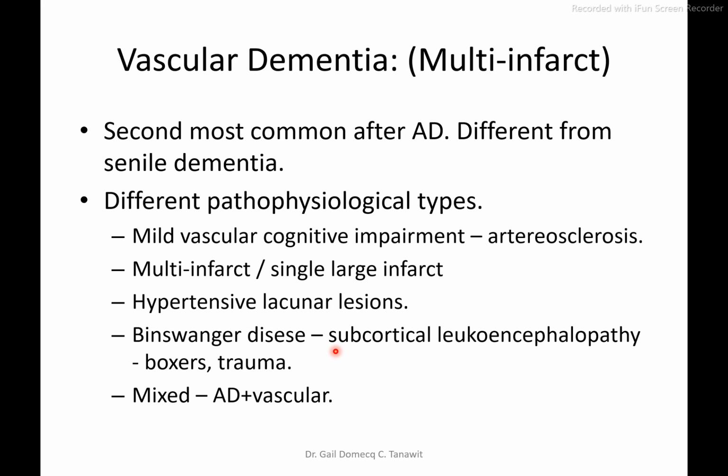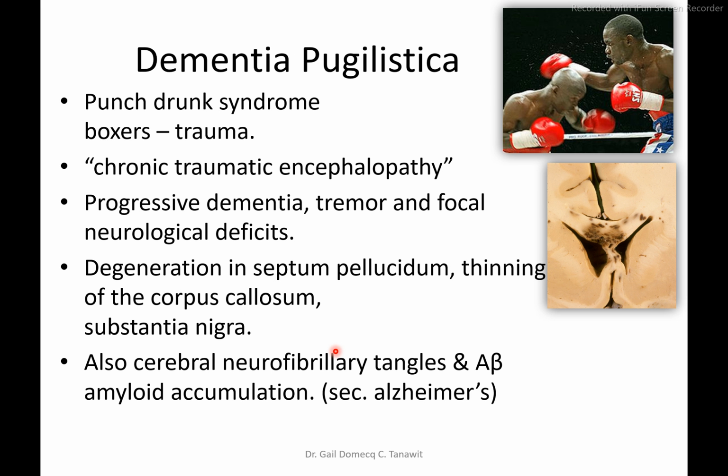So we have this dementia pugilistica, which is the punch-drunk syndrome, common among boxers, a traumatic event. Chronic traumatic encephalopathy is a progressive dementia presenting with tremors and focal neurologic deficits, also degeneration in the septum pellucidum, staining of the corpus callosum, and even in the substantia nigra. Also cerebral neurofibrillary tangles and alpha beta amyloid accumulation.